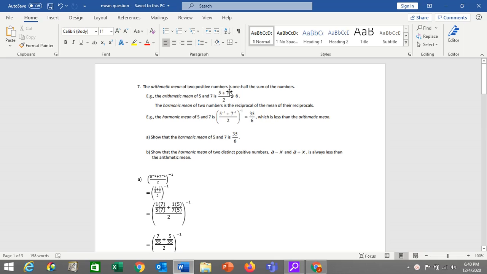So the arithmetic mean, that's the formula for it. Arithmetic mean is basically what you probably know as average, right? You just take two numbers, divide by 2, and that gives you the average, or the arithmetic mean.